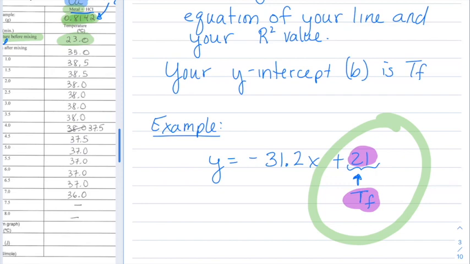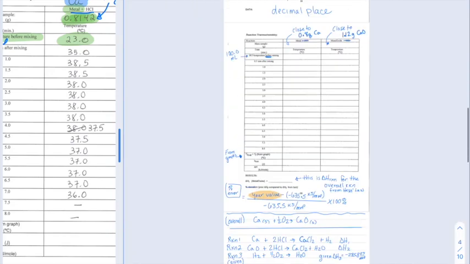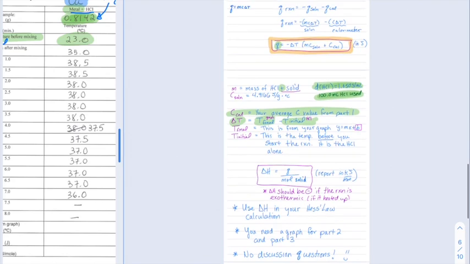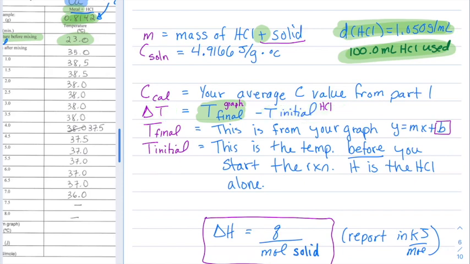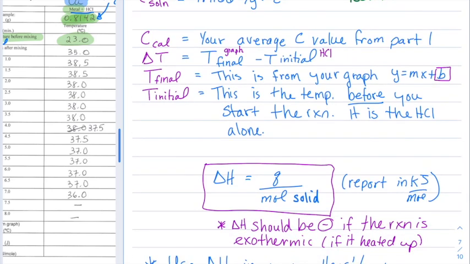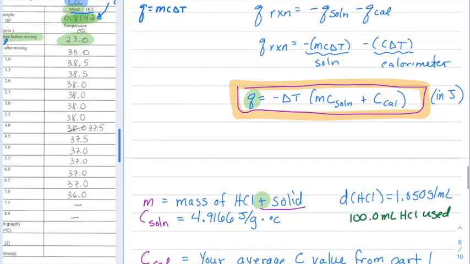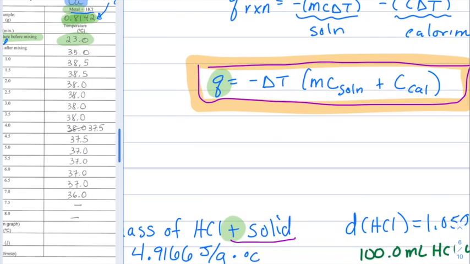So any questions on anything there? All right, so we talked about how to find CCal, how to find your change in temperature. All right, and we talked about how to find T final and T initial. So any questions about how you're going to solve this equation for Q?